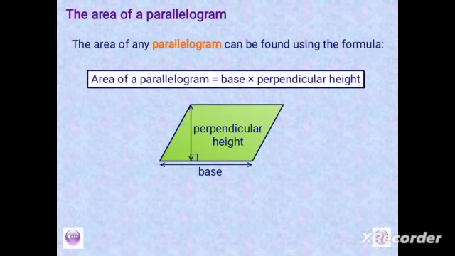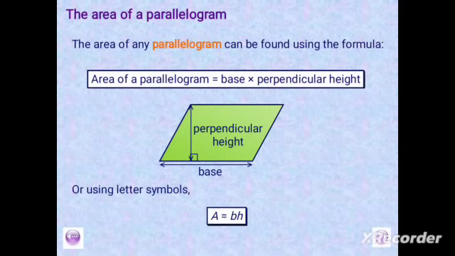Now let's move to area of a parallelogram. The area of any parallelogram can be found using the formula. We have the base times perpendicular height, that is BH, and we have an example of a parallelogram drawn below with the base and perpendicular height. And so, using the symbols, area can be given by BH, where B is the base and H is the perpendicular height of the parallelogram.